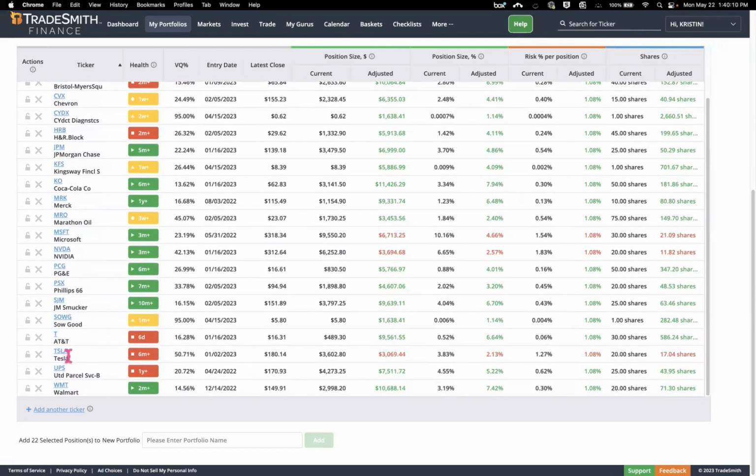All right, so you can see Tesla here. It's in the red zone, but we don't even pay attention to the health, by the way. I was going to tell you that at the end, but this risk rebalancer tool is all about the VQ. It does not take the health into consideration at all. So there are going to be times that the tool does tell you to increase your positions that are in the red zone. And that's because it's not even looking at the health whatsoever. It's strictly based on volatility.